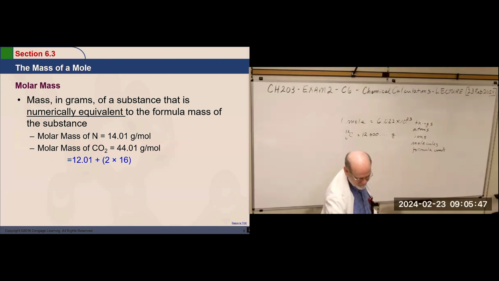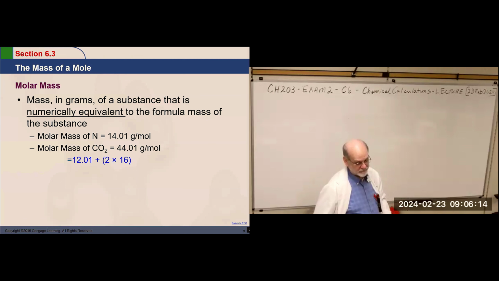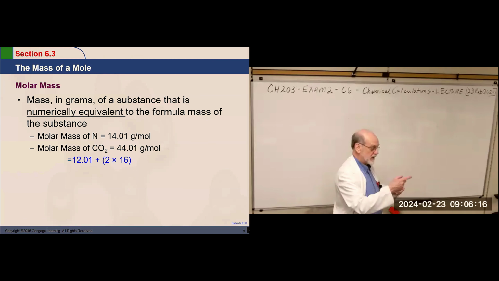Okay, so now that we have that value, what that allows us to do is to weigh an element, weigh a compound, and convert that to a number of atoms, molecules, whatever the case may be. So now we have that bridge between the atomic mass units and grams.